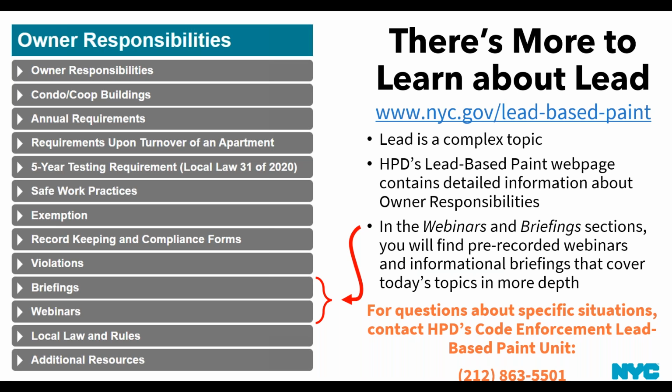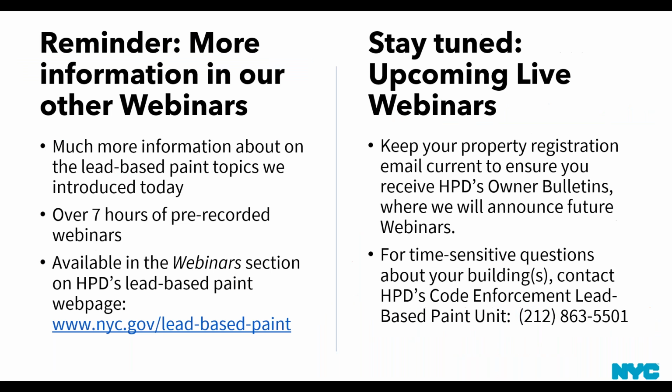Now, we're about to open things up for questions, but I do want to mention if you have a question about a specific situation for your building, you should contact HPD's lead-based paint unit at 212-863-5501. Again, 212-863-5501. We won't be able to go into your specific situation today, so we'll only be able to answer more general types of questions. So we recommend reaching out to the lead unit for answers to your specific questions. And again, there's much more, and stay tuned for additional webinars to come.